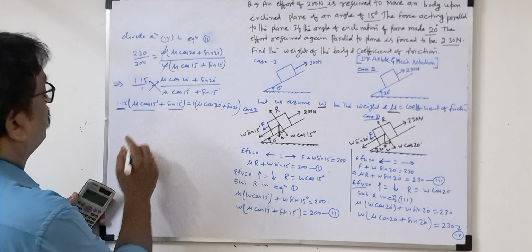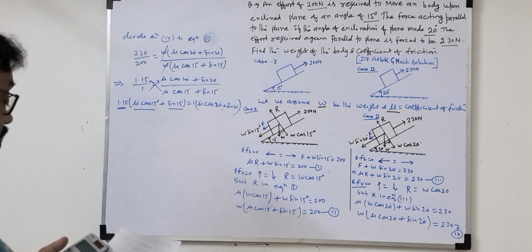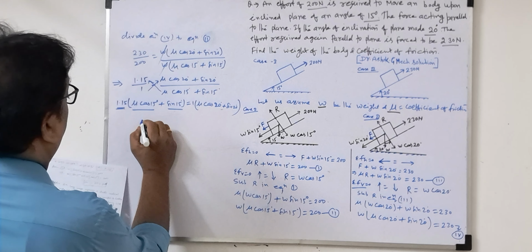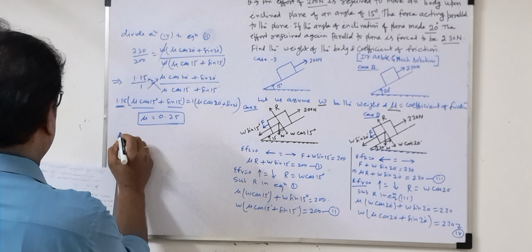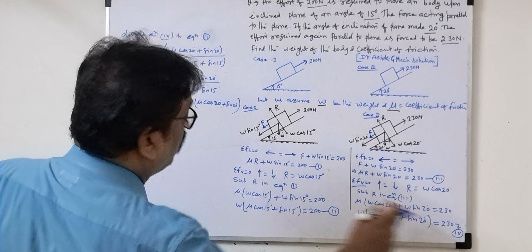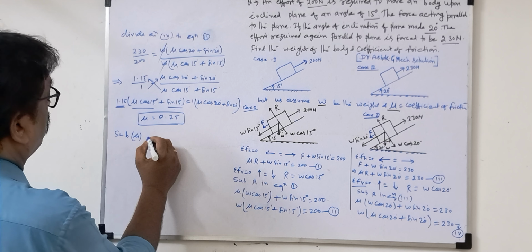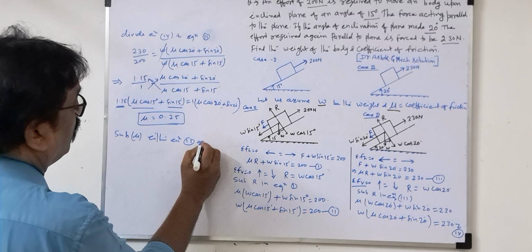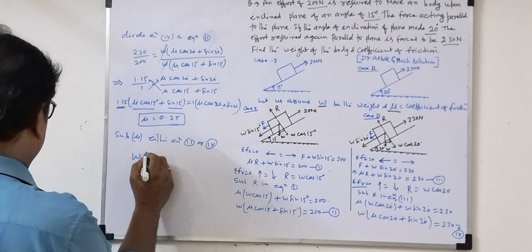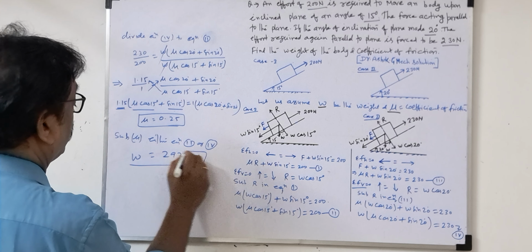Then mu we will bring to the same side. So I will write the final answer now. You have to do that calculation. If we see the mu here, you will get 0.25. This gives the mu. Now substitute mu in either equation 2 or equation 4. You will get W as 293.7 Newton. So this way you can get the answer.